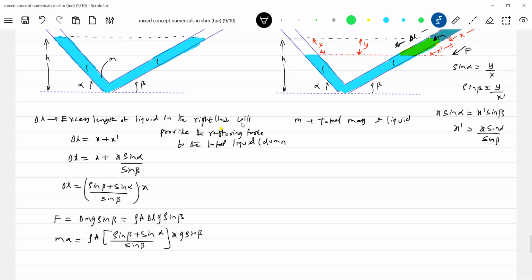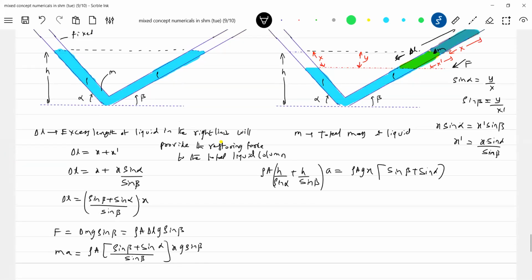So this should become equal to m. What is m? We can write rho times the total length of the liquid column, no? Now what is the length of the liquid column? Rho A h sine alpha. Rho A g x sine beta get cancelled. So sine beta plus sine alpha.